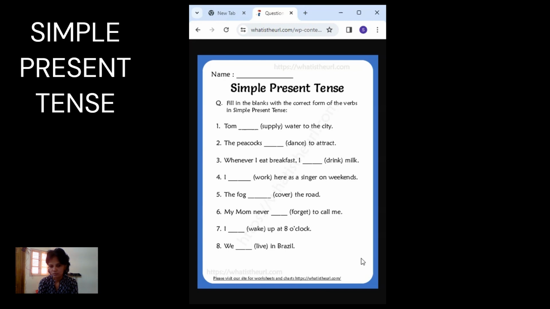Like I am saying, I am teaching, I am reading this, I am watching something, or I am watching a movie or writing, the situation of what I'm doing right now. Right now I'm explaining. This is also simple present tense.